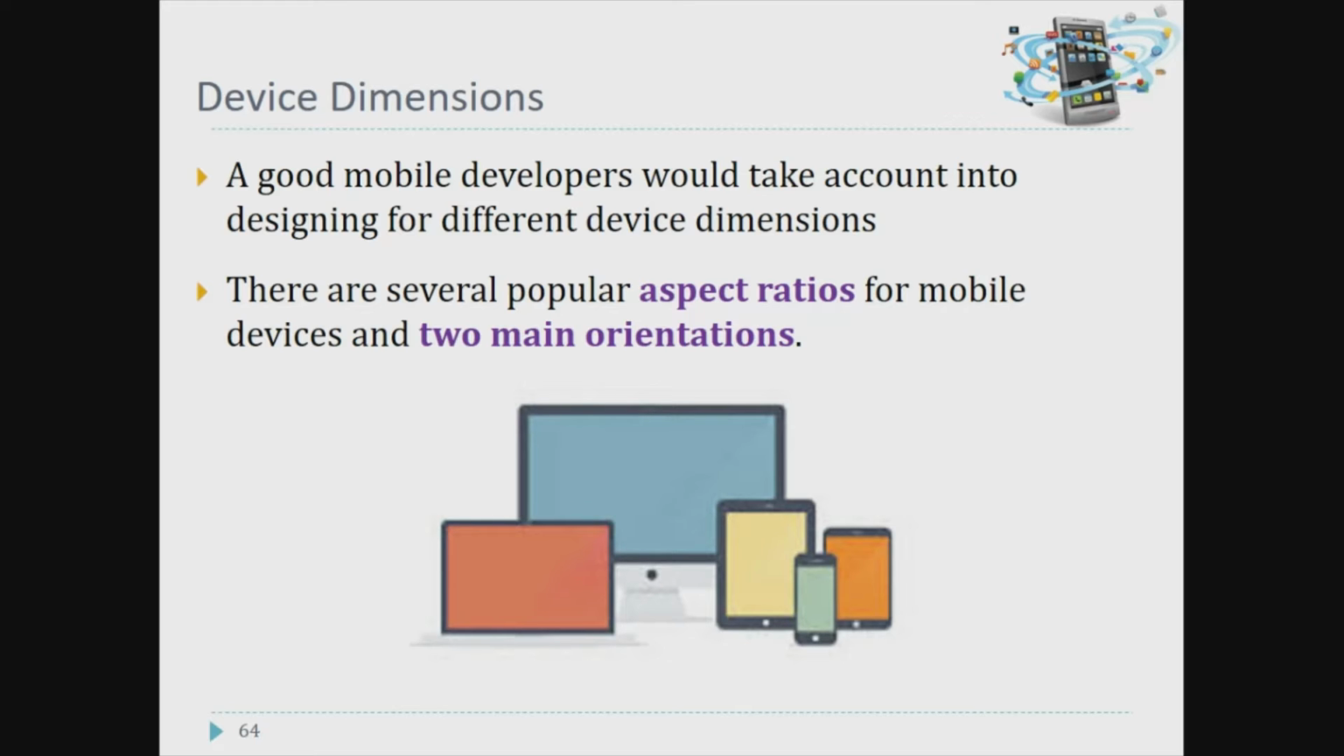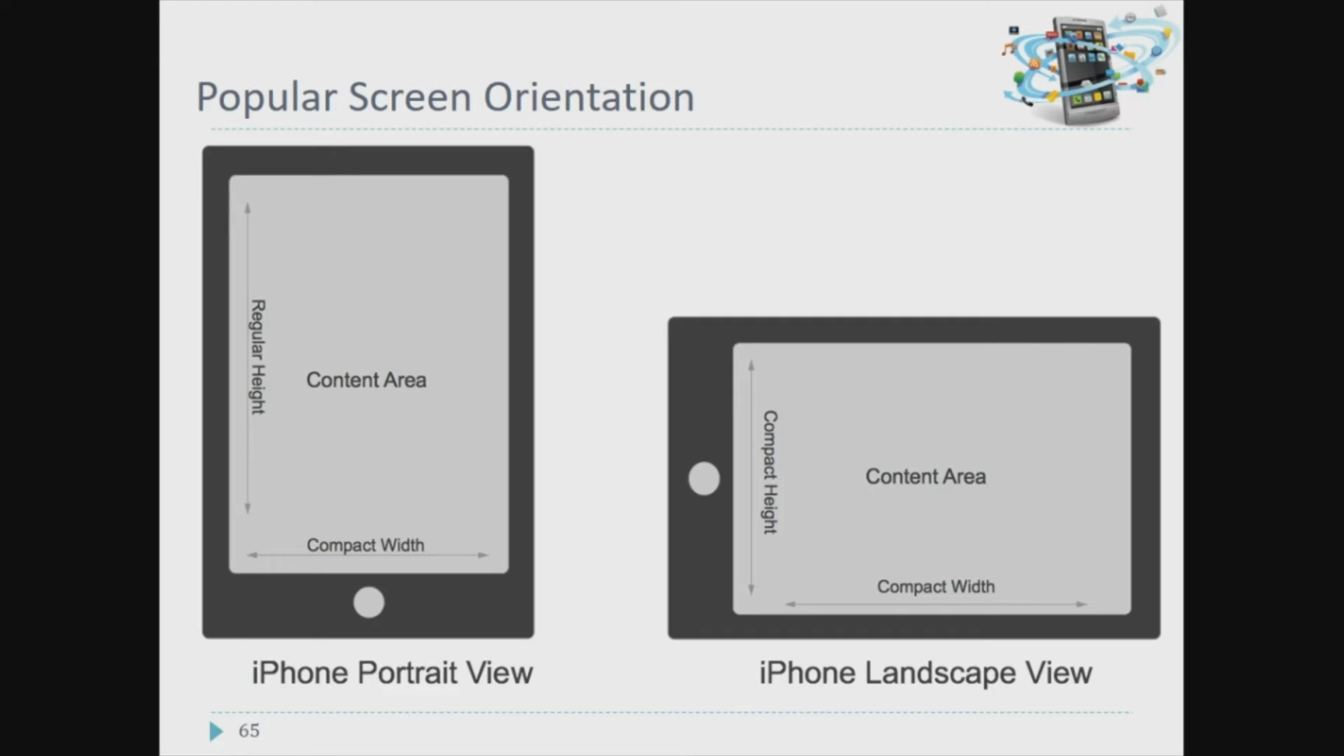There are several popular aspect ratios for mobile devices and two main orientations, horizontal and vertical. We need to consider that part. For popular screen orientation, we have the portrait view and the landscape view. So as a designer, you should know the best layout based on this kind of orientation.